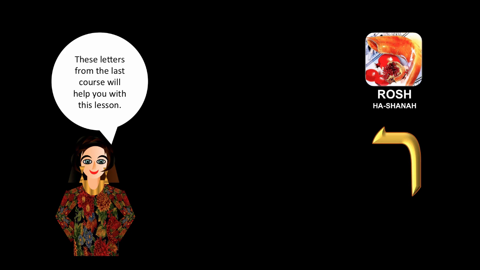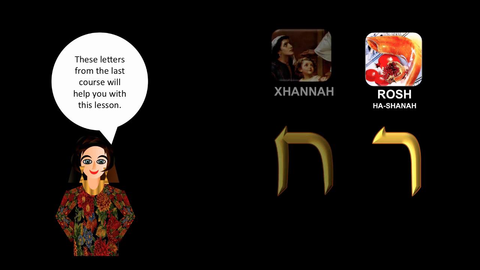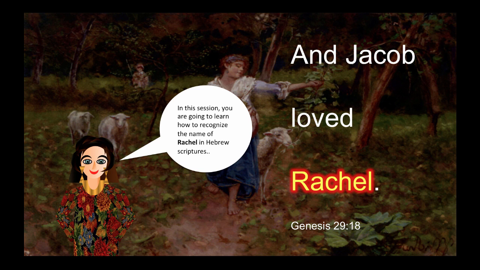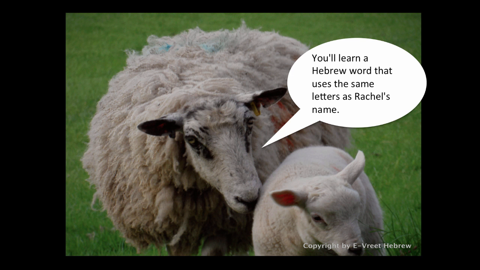We've got the letter from Rosh Hashanah, and we have Hannah that we had in the last lesson, and we have Lebanon, which we've also had. So this should be pretty easy for you, maybe. And in this session, you're going to learn how to recognize the name of Rachel in Hebrew scriptures, because that's how we pronounce it in Hebrew. And you'll learn a Hebrew word that uses the same letters as Rachel's name. And of course, we know what that is.